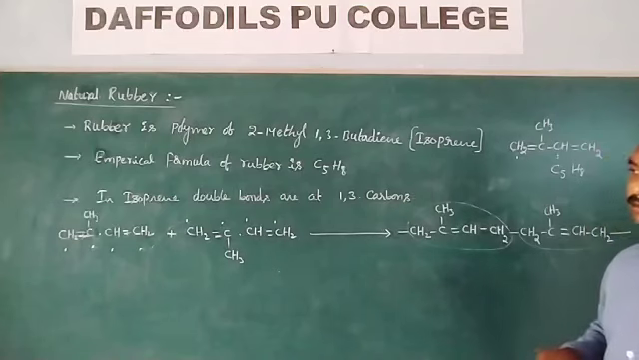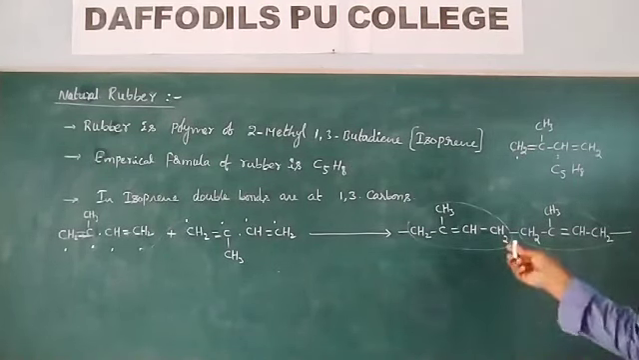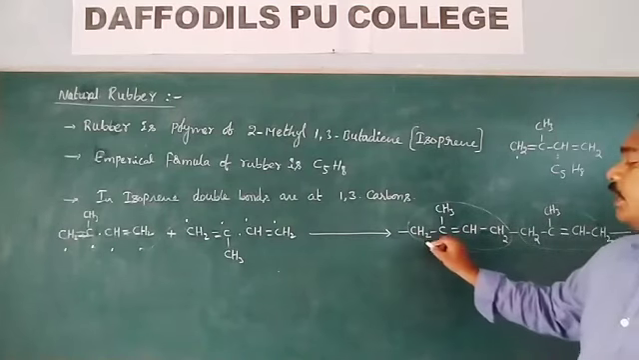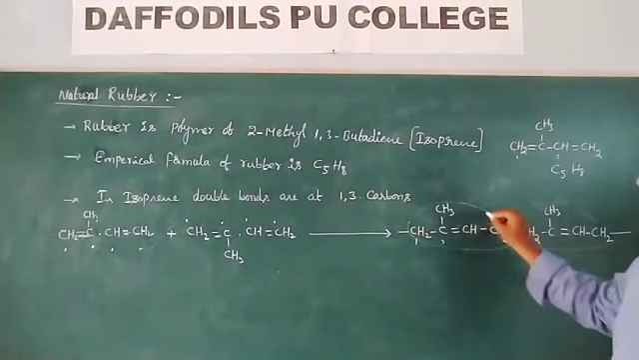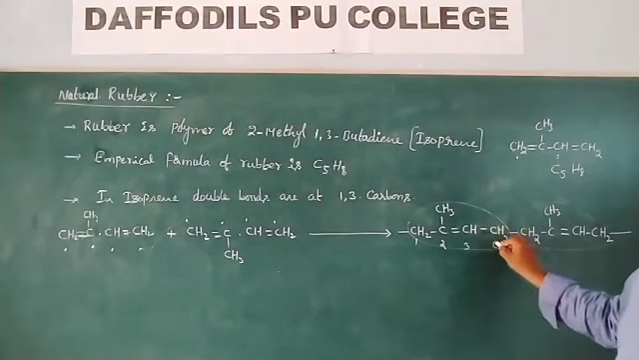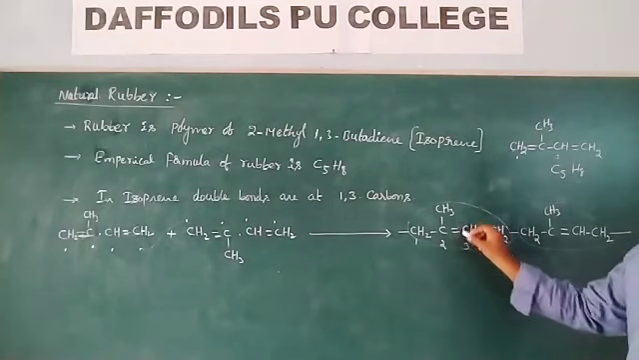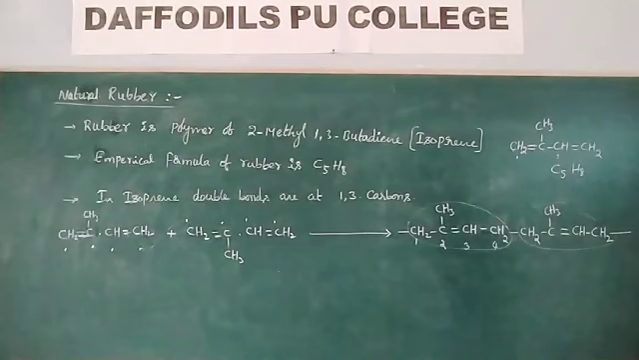In rubber, what is the position of double bonds? Look at here, this is the first carbon, this is one isoprene unit. To this isoprene unit, I am giving numbers 1, 2, 3. So where is this double bond present? The double bond is present between the second and third carbon.